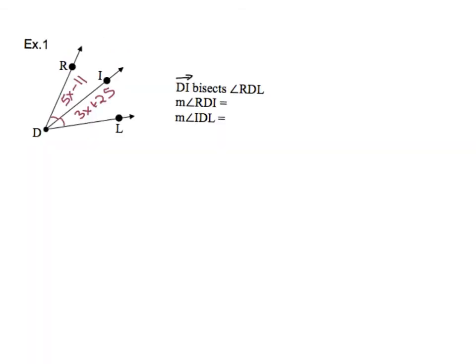All right, so our first example here states that DI, so it's telling us that ray DI is an angle bisector. It bisects angle RDL. So automatically, we can make these marks that you see here of congruency because these two angles are going to be exactly the same. So the question is, mathematically, how would we then solve if we know that these two angles are congruent? Well, hopefully you're telling yourself that you would just set them equal to each other. So 5x minus 11 equals 3x plus 25.